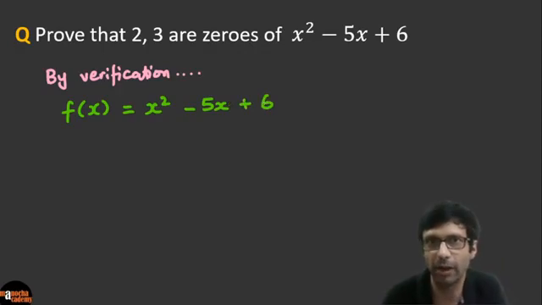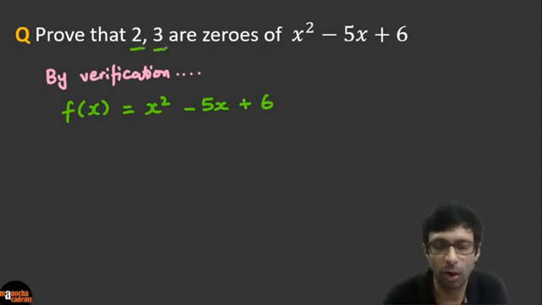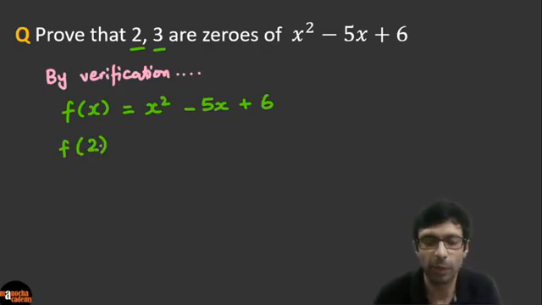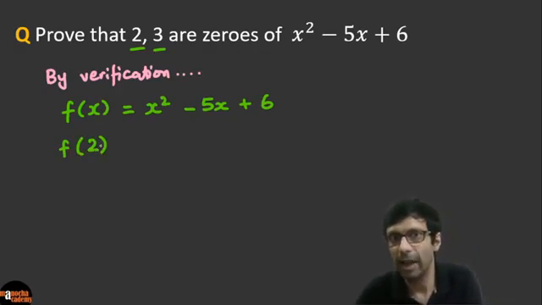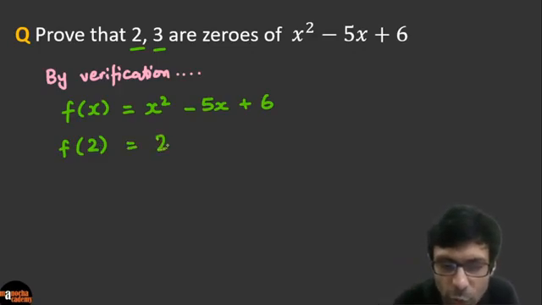That's our polynomial, right? And we need to prove that 2 and 3 are zeros of it. So what is the verification? Basically, if 2 is a zero of the polynomial, then we find f of 2, and that should turn out to be 0. So let's check that.